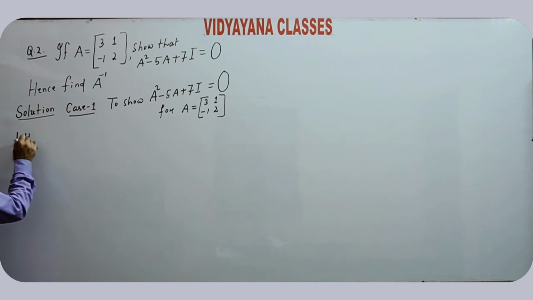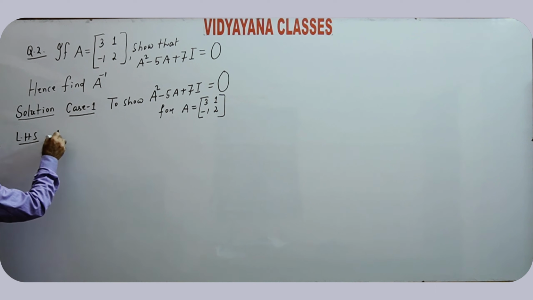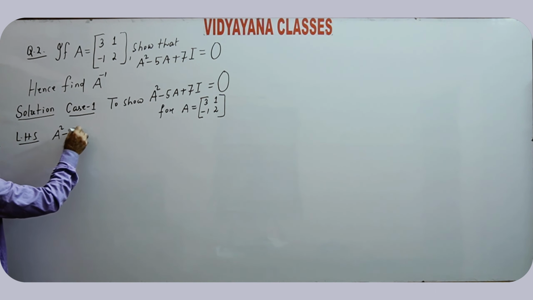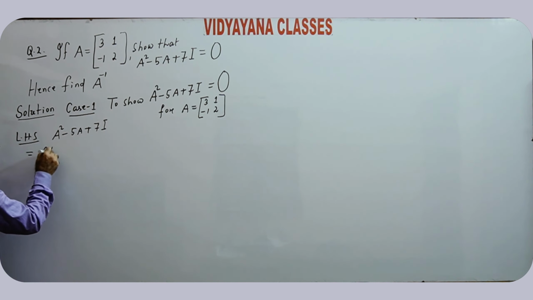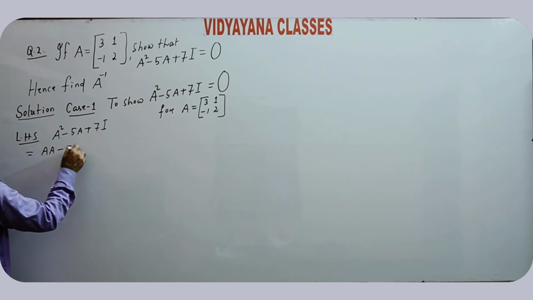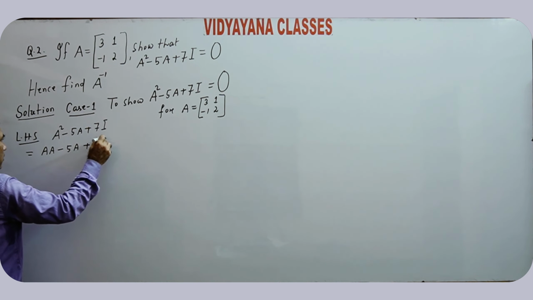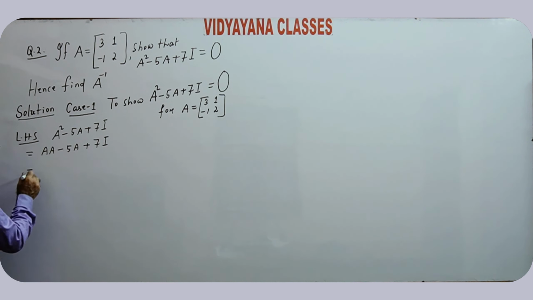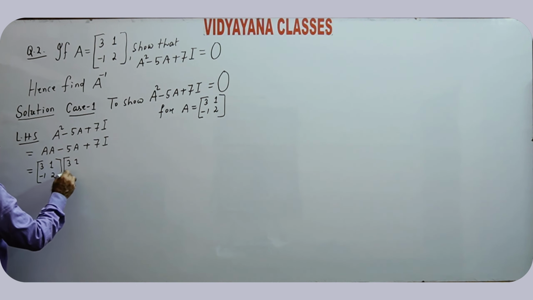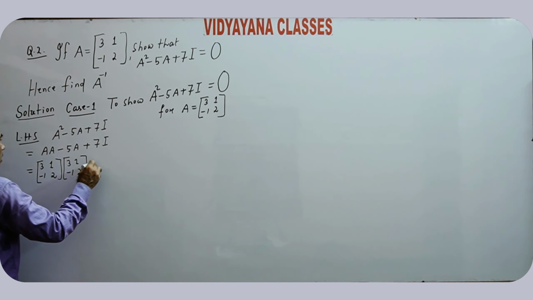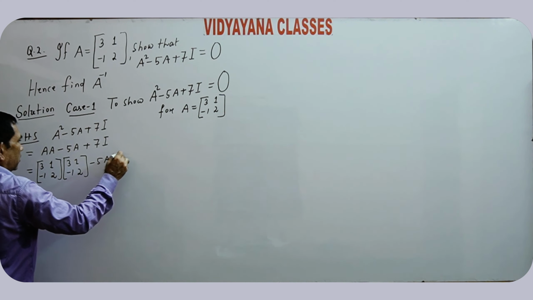LHS: A square minus 5A plus 7I, which is same as A into A minus 5A plus 7I. A is the matrix having elements 3, 1, minus 1, 2, into 3, 1, minus 1, 2, minus 5A plus 7I.